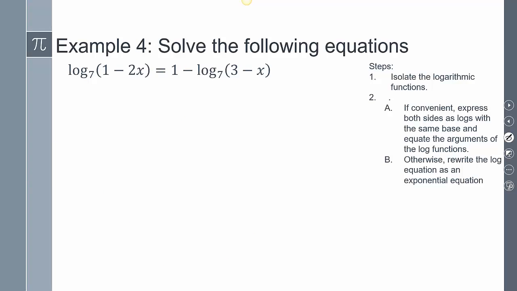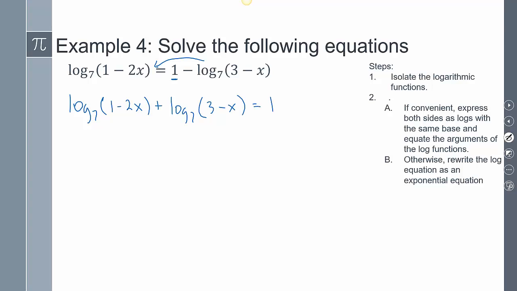Next one. So isolating my logarithmic function. Now I have logs on both sides here. They're both the same base, 7. So to isolate it, because I can't do anything with this 1 right now, maybe I bring this to that side. So I'm going to get log base 7 of 1 minus 2x plus log base 7 of 3 minus x, and this equals 1.